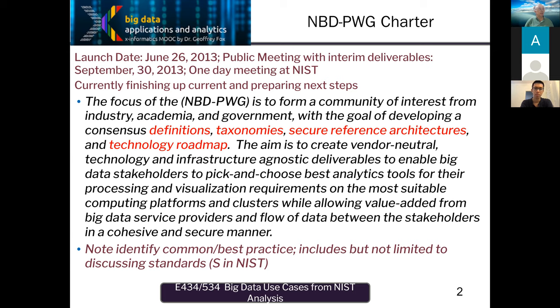NIST is a government organization that is often thought of as supporting standards, but its goal actually is to support US industry. And it does that not just by standards, but also by identifying best practices, how to do things.